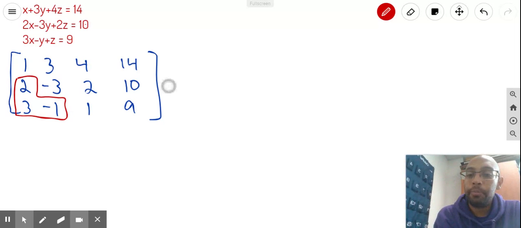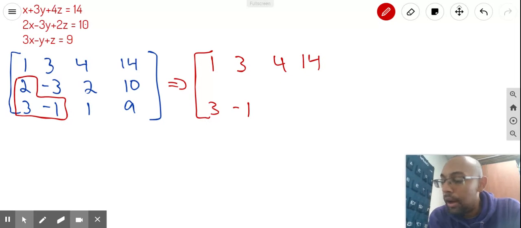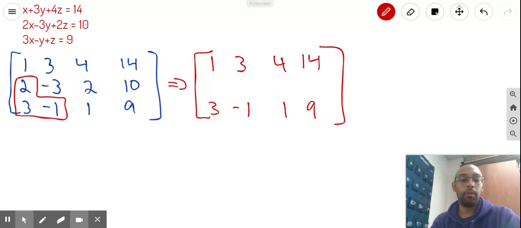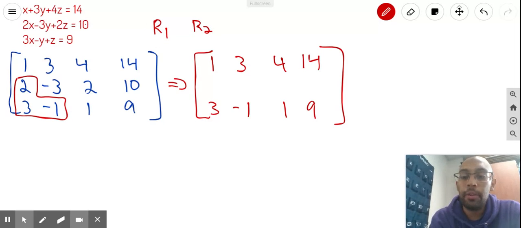All right, so our first row operation. We don't change row 1, we don't change row 3. So 1, 3, 4, 14, and then 3, negative 1, 1, 9. But we are going to change row 2 with the help of row 1. So here is where we create our row operations. So in row 1, we have a 1 in the first location. In row 2, we have a 2 in the first location. So I am going to multiply row 1 by 2 and just subtract it from row 2, and that will give me the 0 where I need it to be.